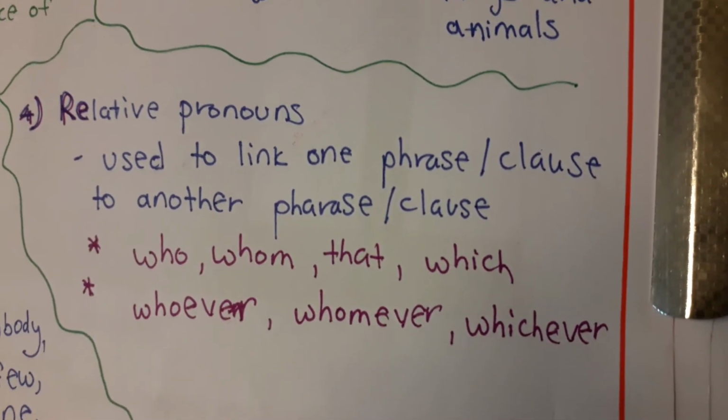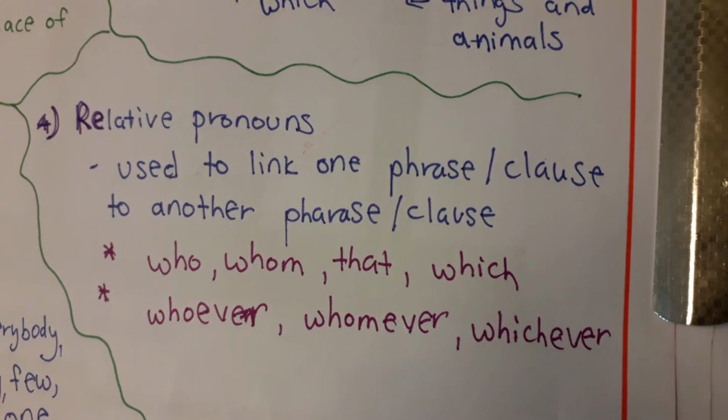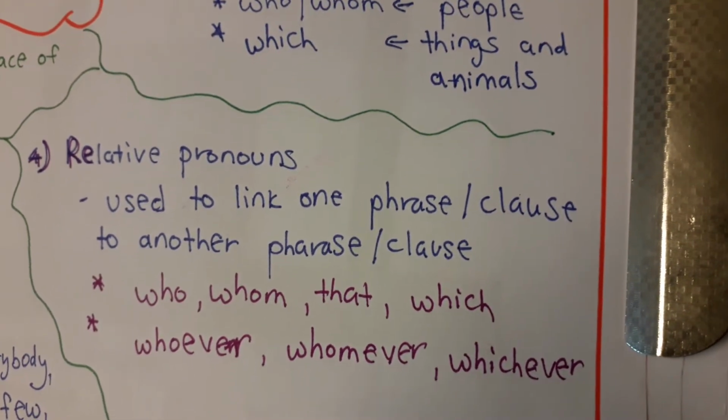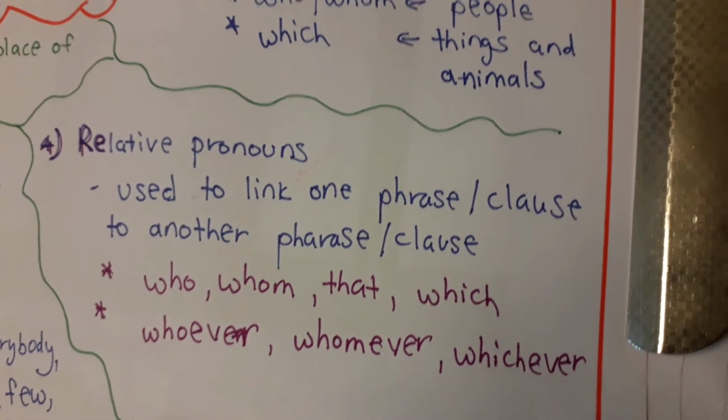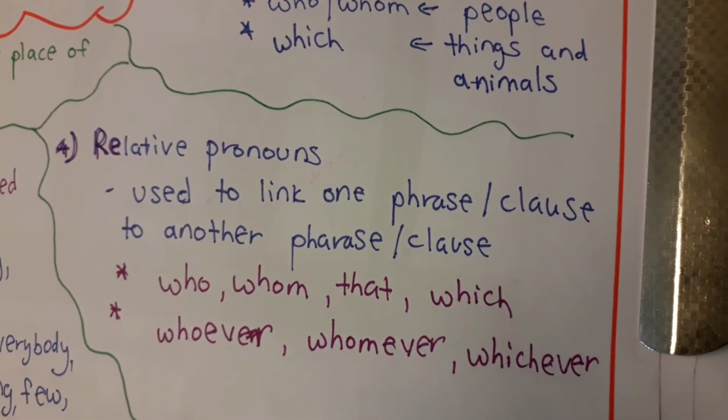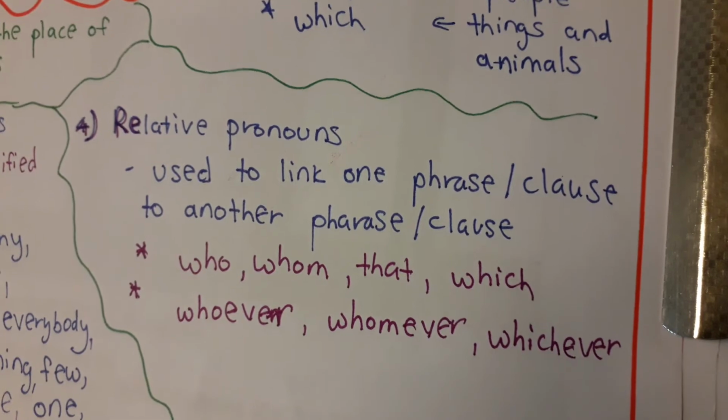Example words for relative pronouns are who, whom, that, and which, and also whoever, whomever, and whichever.